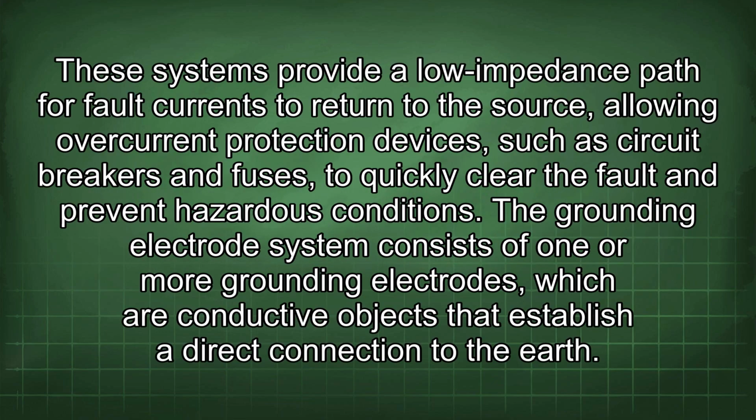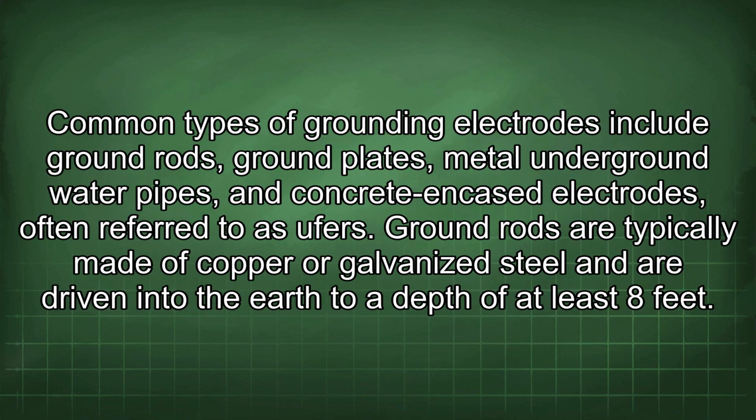These systems provide a low impedance path for fault currents to return to the source, allowing overcurrent protection devices, such as circuit breakers and fuses, to quickly clear the fault and prevent hazardous conditions. The grounding electrode system consists of one or more grounding electrodes, which are conductive objects that establish a direct connection to the earth. Common types of grounding electrodes include ground rods, ground plates, metal underground water pipes, and concrete encased electrodes, often referred to as UFERs.